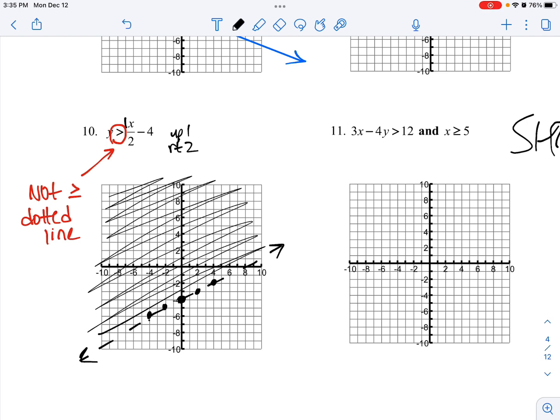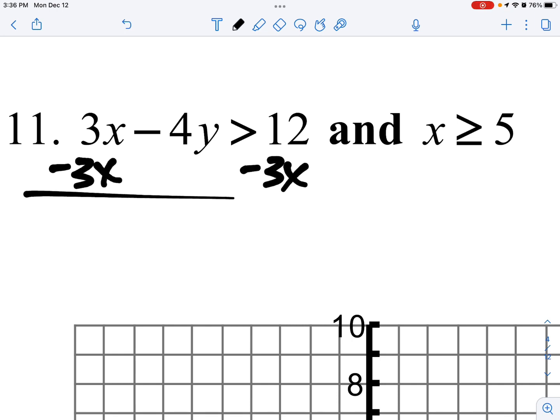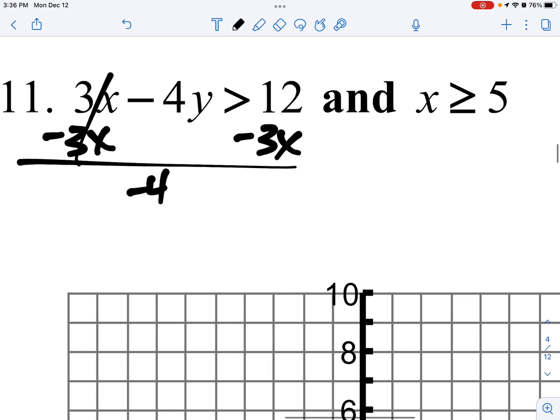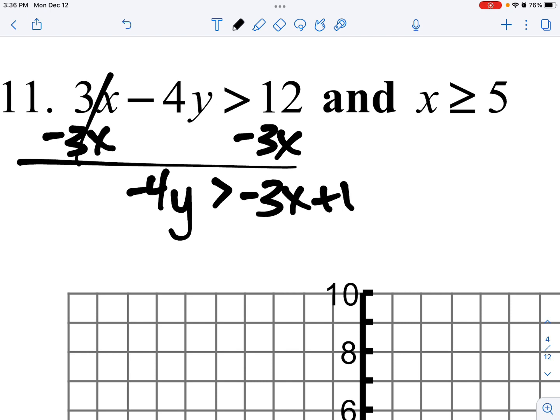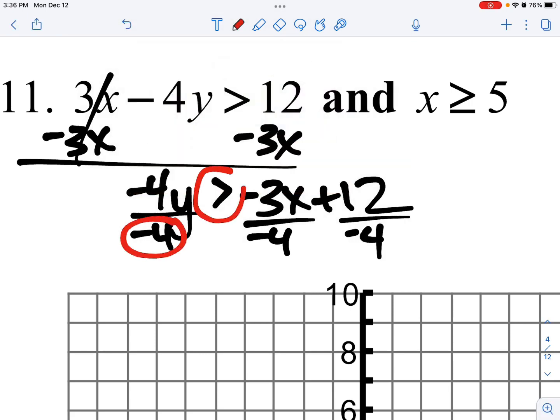How about number 11, very last one? This first one doesn't have y by itself, so I have to make it have y by itself. So I'm going to start by doing this, just like I did on number 9 above. Don't lose this negative sign right here. It's still negative 4y. I cannot combine these numbers. This is an x, this is a whole number, so I'm going to write negative 3x positive 12. Divide negative 4, divide negative 4, divide negative 4. Remember, when you divide by a negative, this sign will flip.